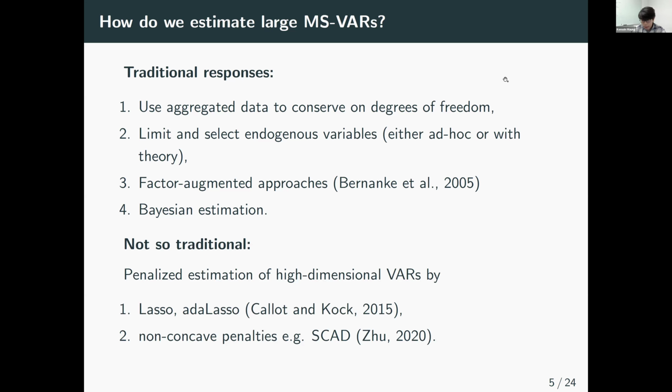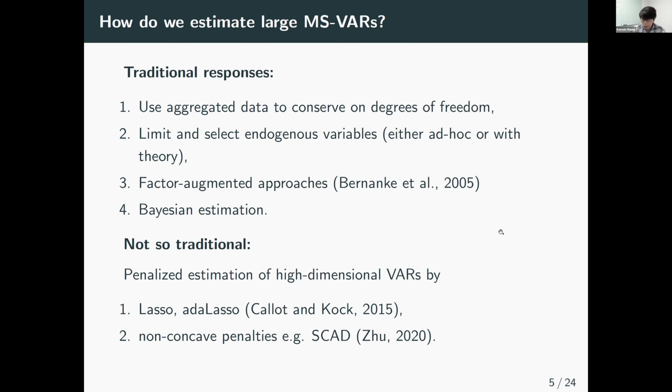Not so traditional methods, which I think were not so traditional back then, but are probably more traditional right now, is to use some of the penalized estimation methods, such as lasso, adaptive lasso, and this paper, Khaled and Koch, they apply that to the simple linear vector autoregression case. And also there are some non-concave penalties, such as the smoothly clipped absolute deviation penalty.